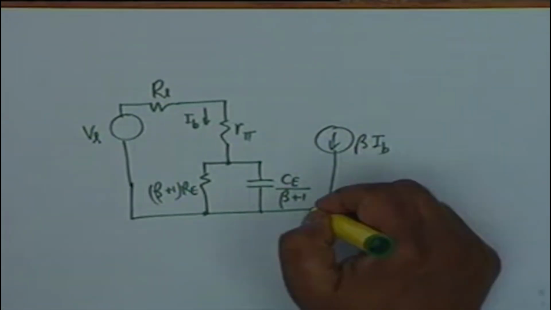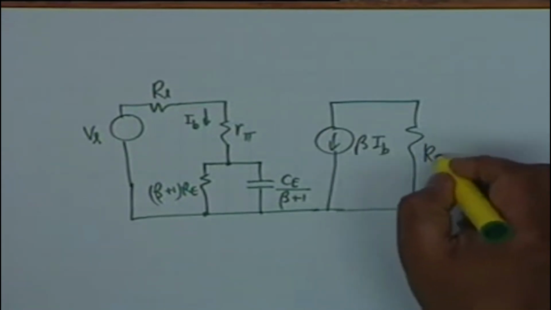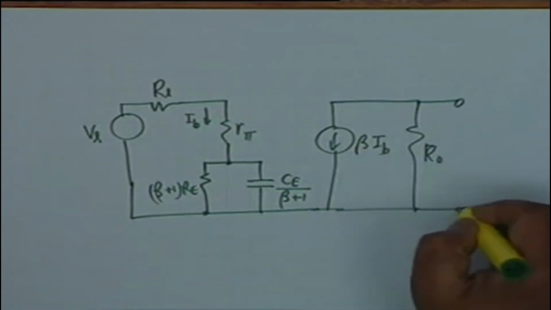Okay, and therefore my output circuit simply becomes beta IB, I am ignoring REC, and simply R0. This will be my V0.